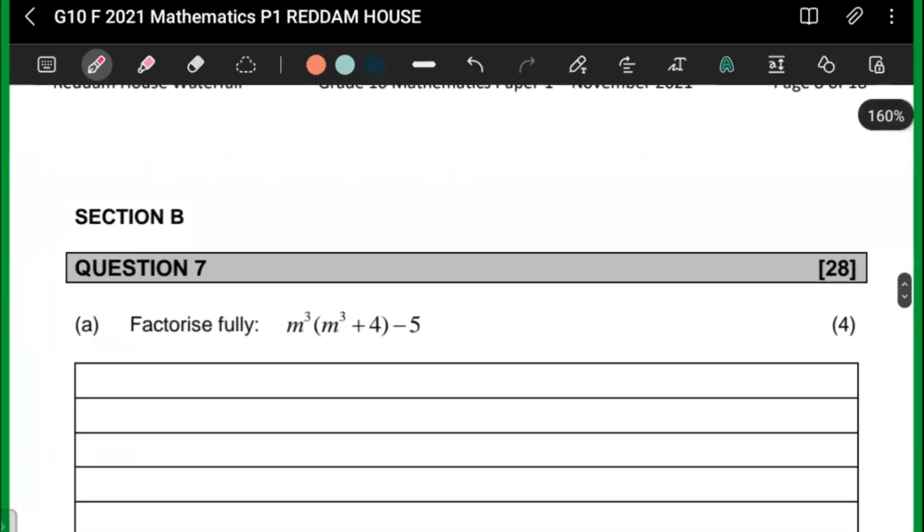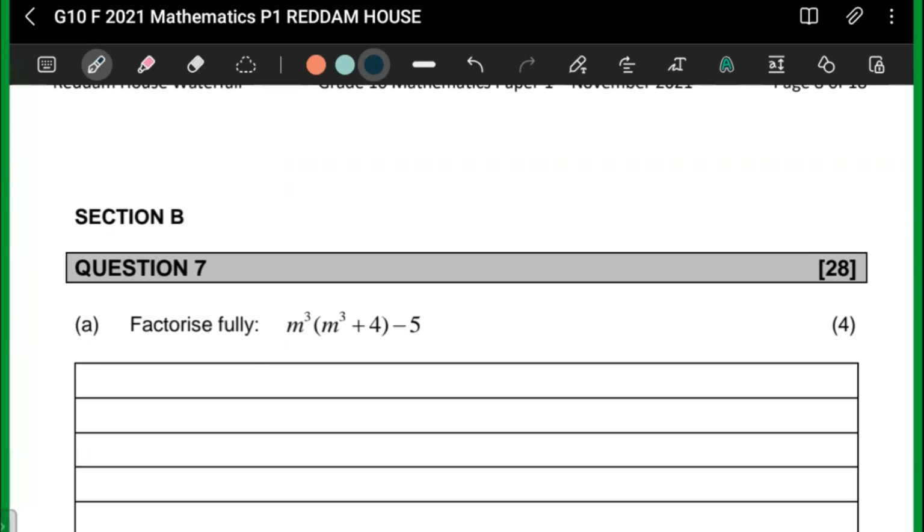Let's move on. 7, we're factorizing fully again. Interesting. This is section B. So if you're going to factorize fully here, it means that you have to be careful, obviously. Now, multiplying inside doesn't seem like it's a wise thing to do. Now, the one thing that you could be thinking to yourself here is, how do we factorize something that looks like there is no way of factorizing?